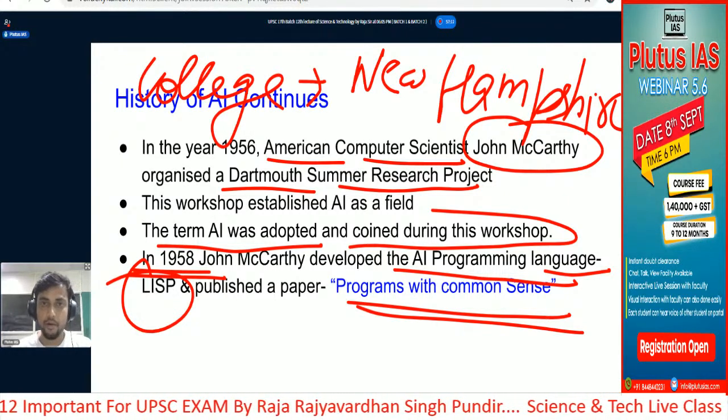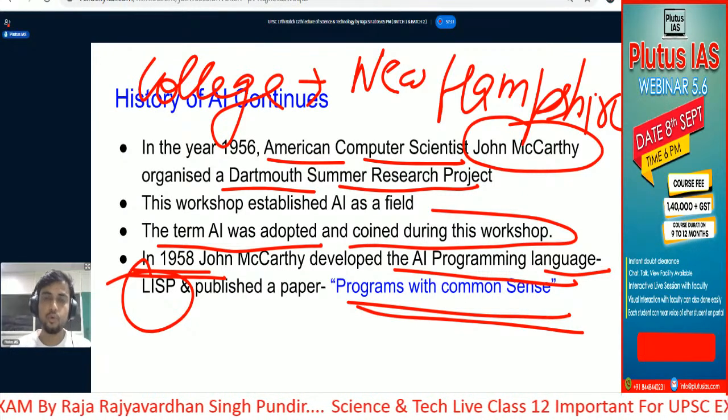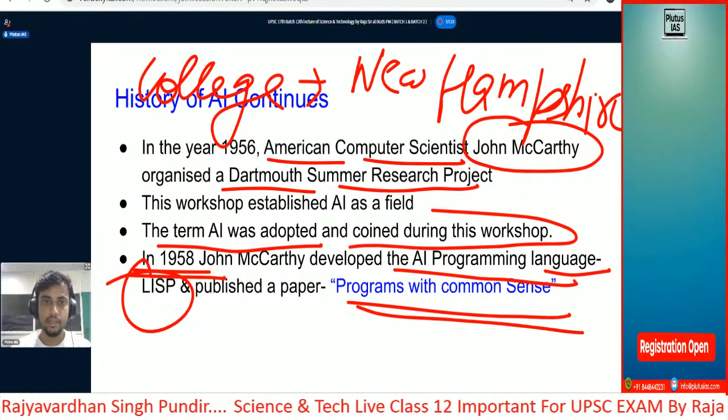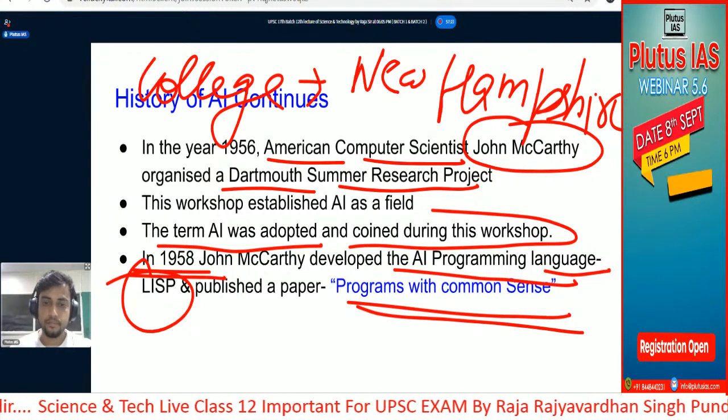Basically, what they are trying to do is build a machine which can learn through its own process. Such a machine they wanted to invent.